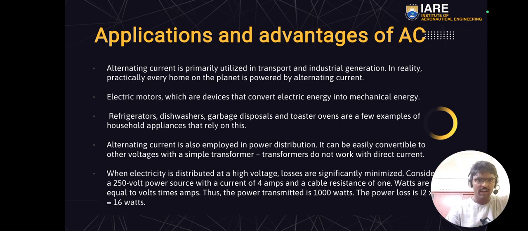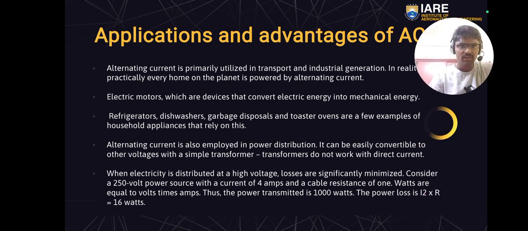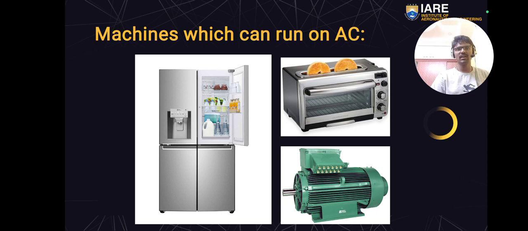So when electricity is distributed at high voltage, losses are significantly minimized. Consider a 240 volt power source with a current of 4 amperes and a cable resistance of 1 ohm. Watts are equal to volts times amps. Thus, the power transmitted is 1000 watts. The power loss is I squared R, which is 16 watts. So machines which can be run are listed below: refrigerators, microwaves, and let us say generators or motors also.